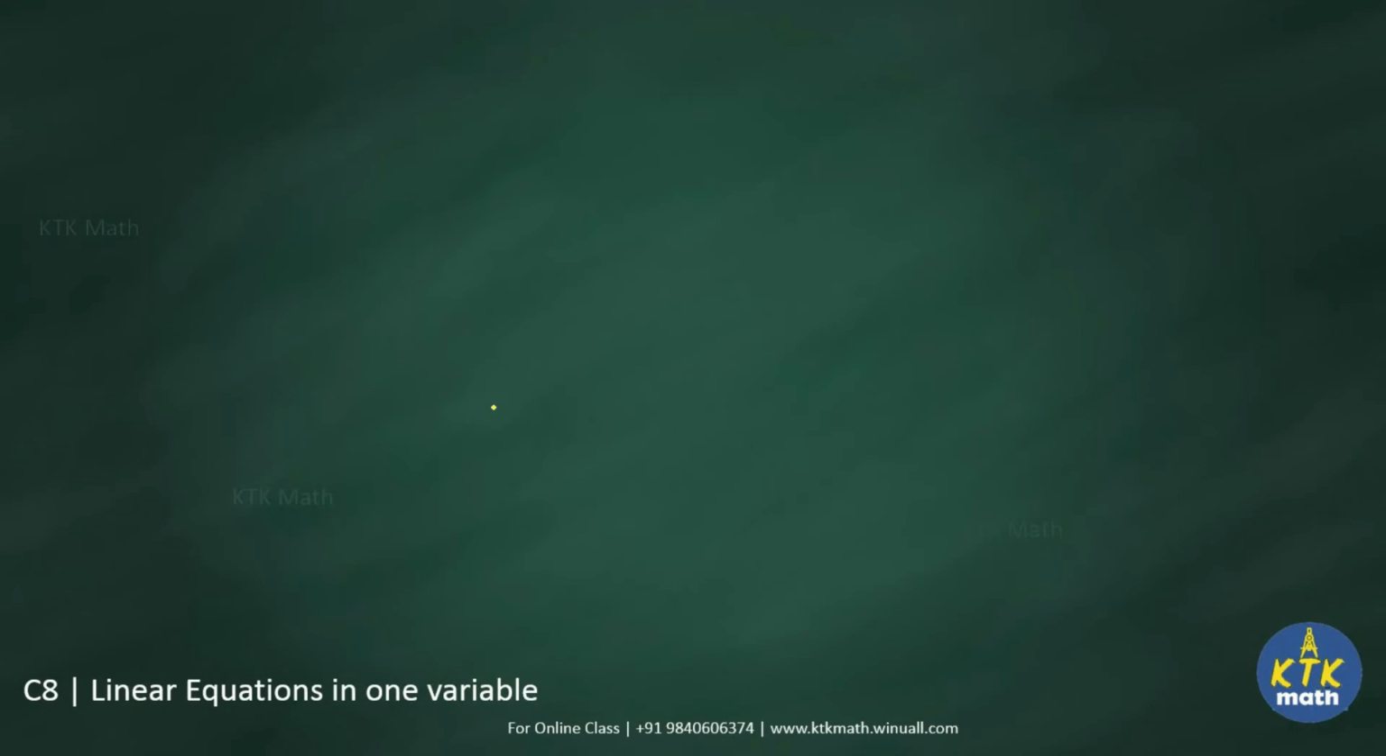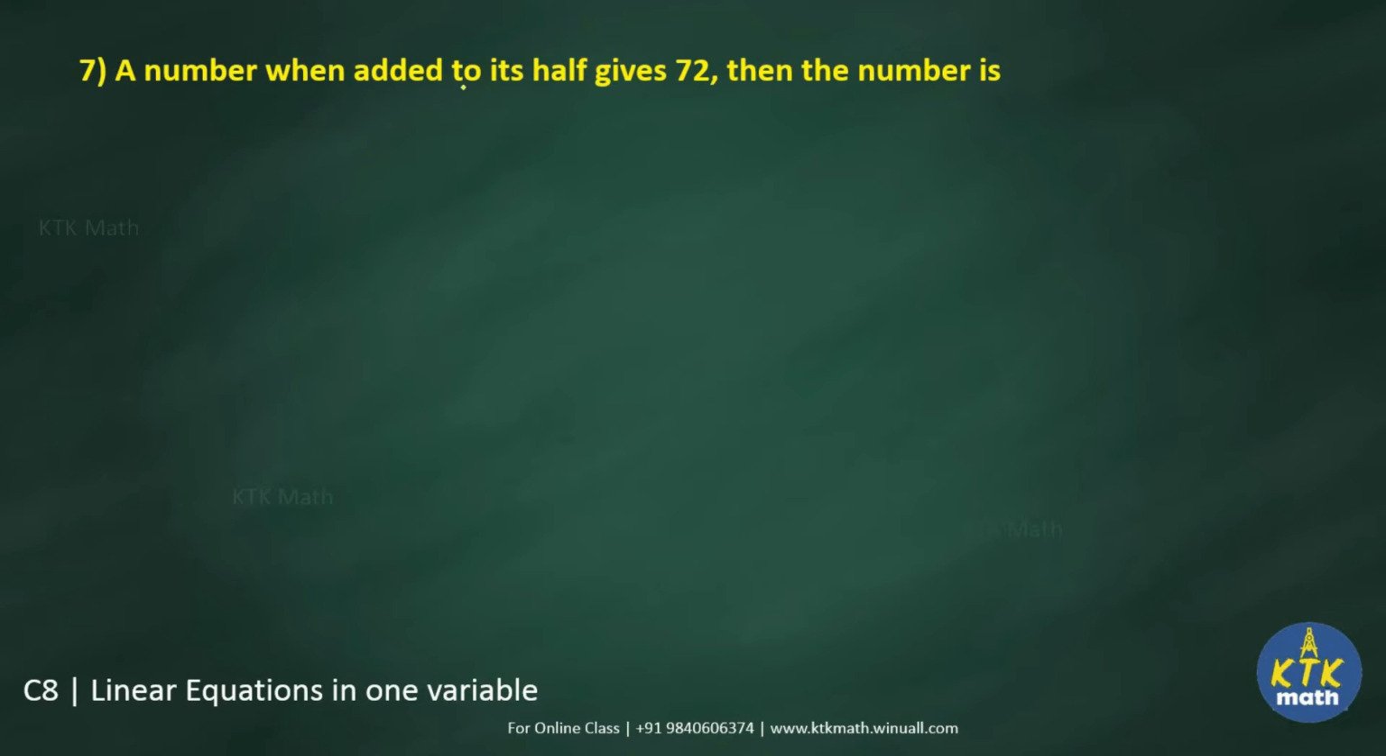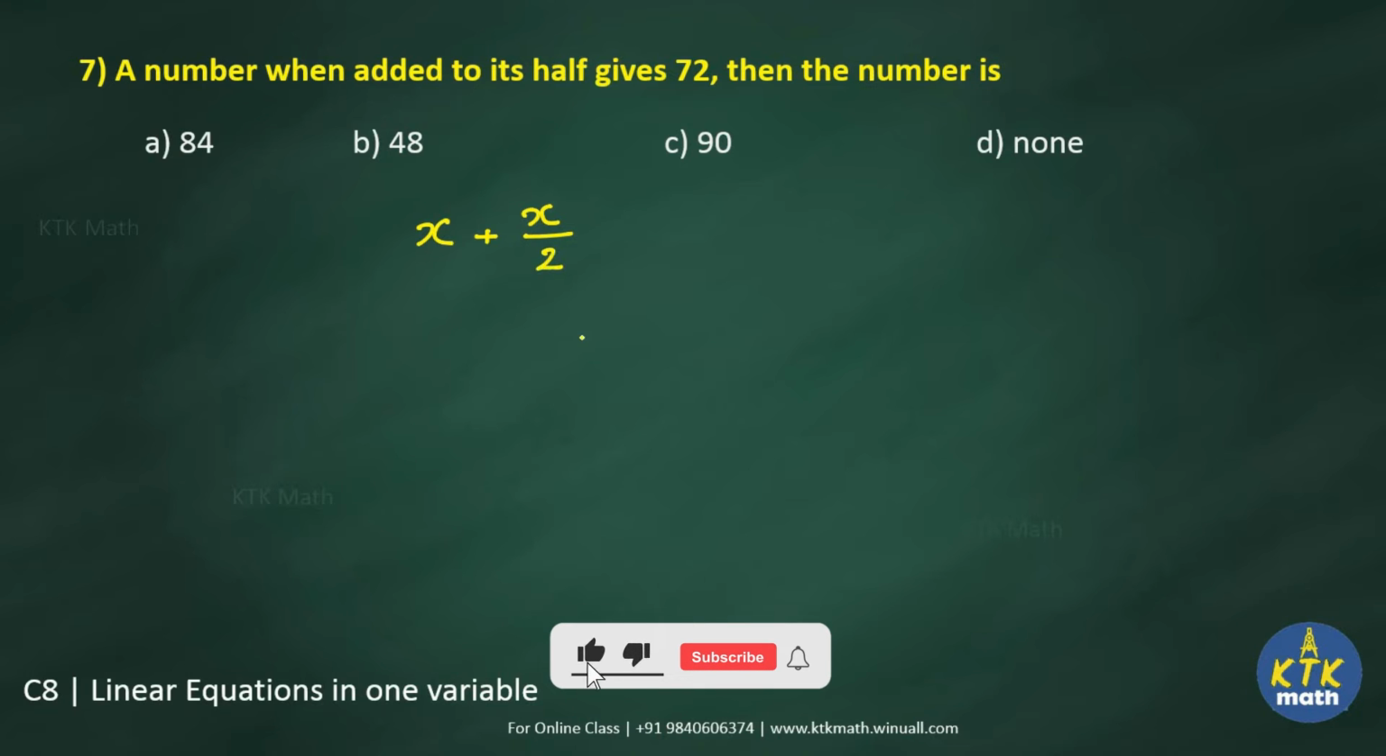Now question number 7: a number when added to its half gives 72, then the number is. This time they didn't give us any equation. Instead, a word statement is given. So first we need to convert this statement into an equation. A number when added to, for example, if you take that number as x, added to its half. Its half means half of this x, which can be written as x by 2, gives 72, which means equals 72.